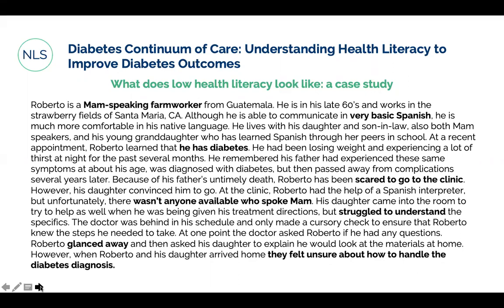At the clinic, Roberto had the help of a Spanish interpreter, but unfortunately, there wasn't anyone available who spoke Mam. His daughter came into the room to try to help as well when he was being given his treatment directions, but struggled to understand the specifics. The doctor was behind in his schedule and only made a cursory check to ensure that Roberto knew the steps he needed to take. At one point, the doctor asked Roberto if he had any questions. Roberto glanced away and then asked his daughter to explain that he would look at the materials at home. However, when Roberto and his daughter arrived home, they felt unsure about how to handle the diabetes diagnosis. Next slide.